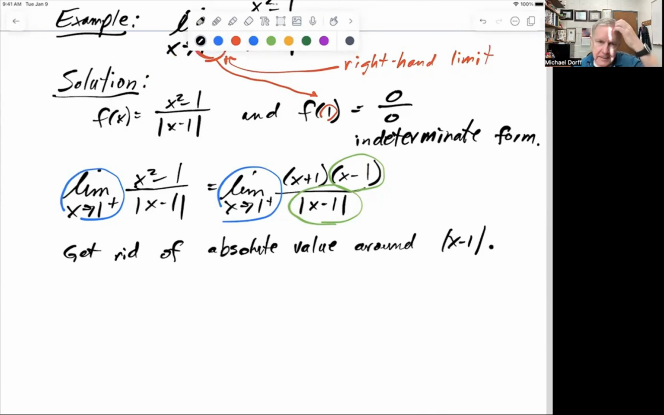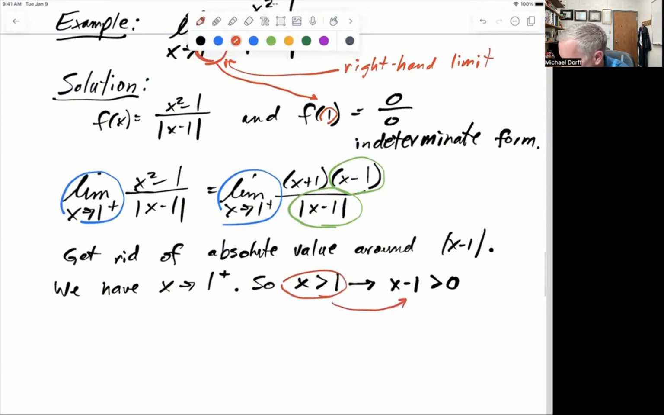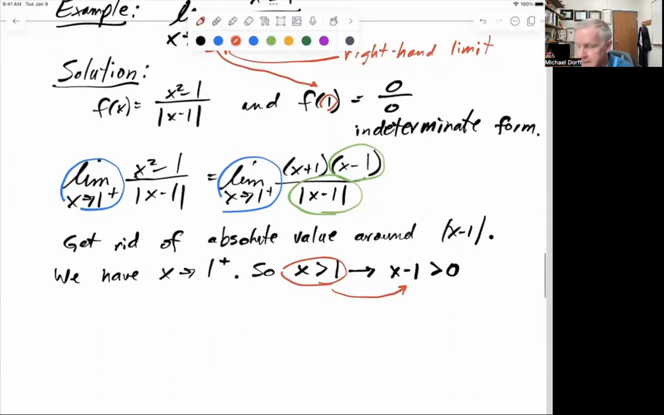And what we're going to do now is we're going to use the fact that we have a right-hand limit. So we have x approaching 1 from the right, which means x is going to be larger than 1. We're approaching from the right, so it means numbers that are a little bit larger than 1. So x is always going to be larger than 1. Well, if x is larger than 1, that means x minus 1 is larger than 0, right? If I subtract 1 from both sides, that's going to give me x minus 1 on the left side, and on the right side, I'm going to get 0. So x minus 1 is larger than 0.